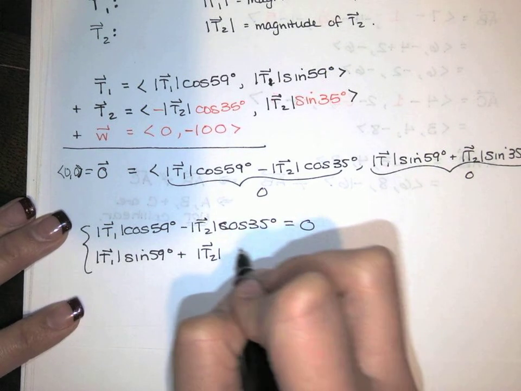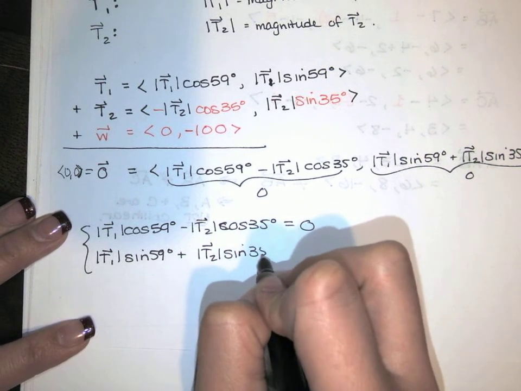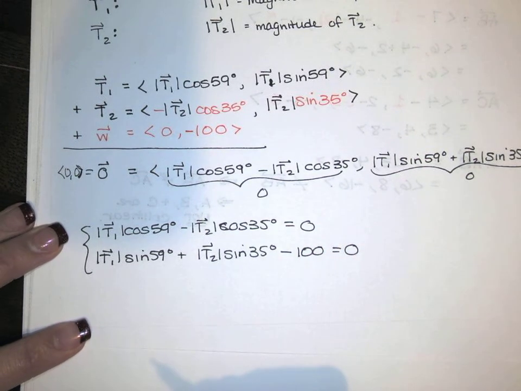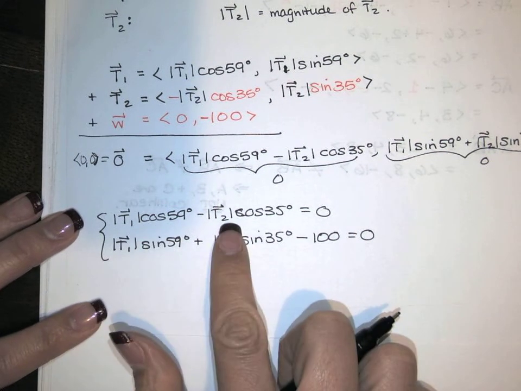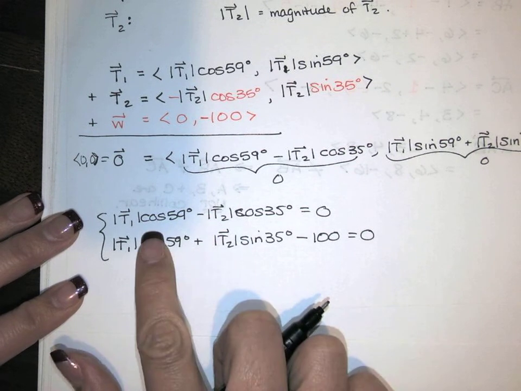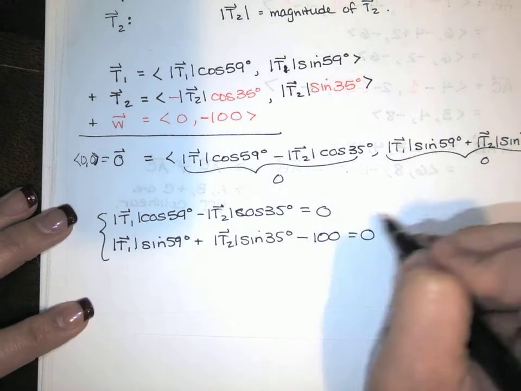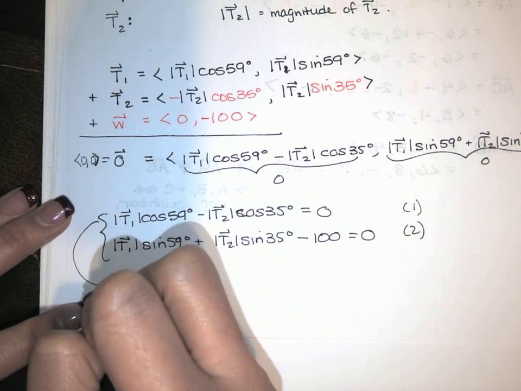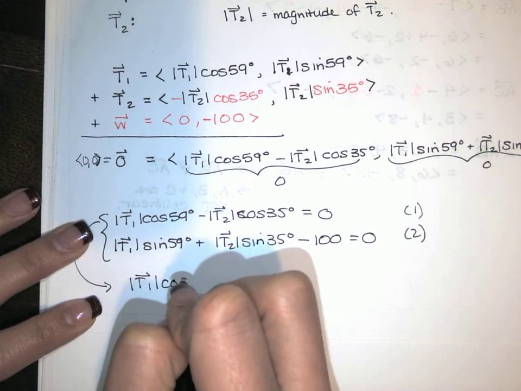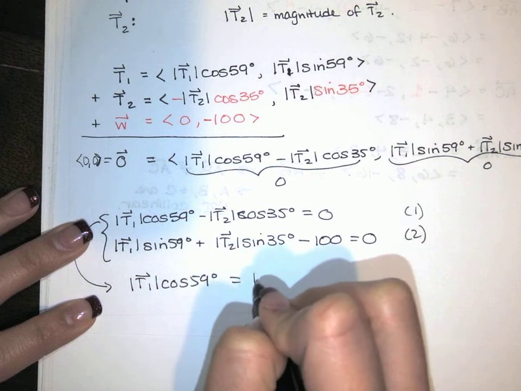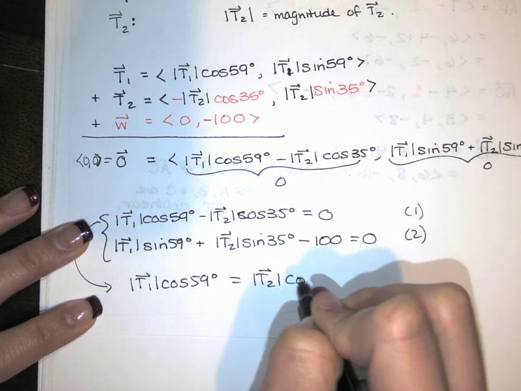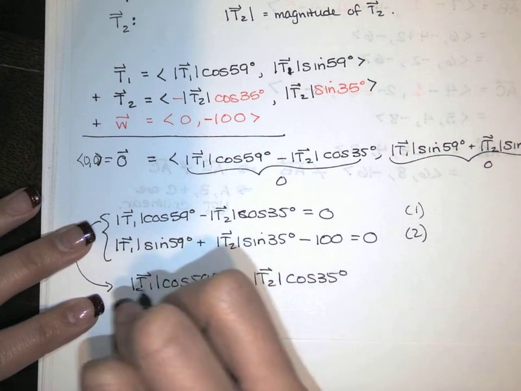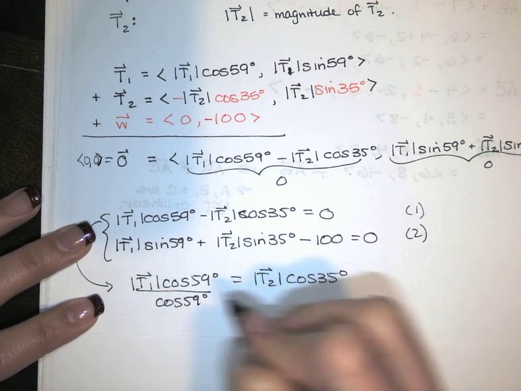Forgetting my vectors and my magnitude stuff, sorry guys. It's very important. Sometimes I forget to. Alright, so I'm going to take this one, I'm going to solve it for, let's say, T1 in terms of T2. So that's my first equation. I'm going to add this to the other side. I'm trying to get this guy by itself, so I'll divide both sides by cosine of 59 degrees.